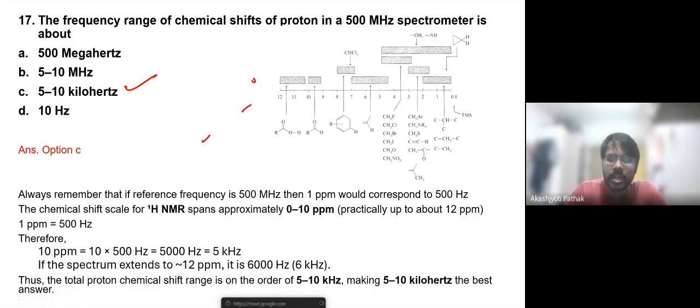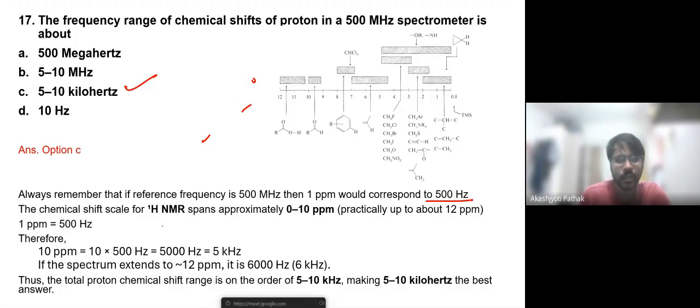We will look at the conversion of megahertz to ppm in the next class. But for understanding this question, you just have to understand this point: if it is a 500 megahertz spectrometer, then 1 ppm would be 500 hertz. If it is an 800 megahertz spectrometer, then 1 ppm would be equal to 800 hertz. So since it is a 500 megahertz spectrometer, 1 ppm corresponds to 500 hertz. Why is this so? We will understand in the next lecture in detail. But 1 ppm is always equal to the reference frequency of the spectrometer.